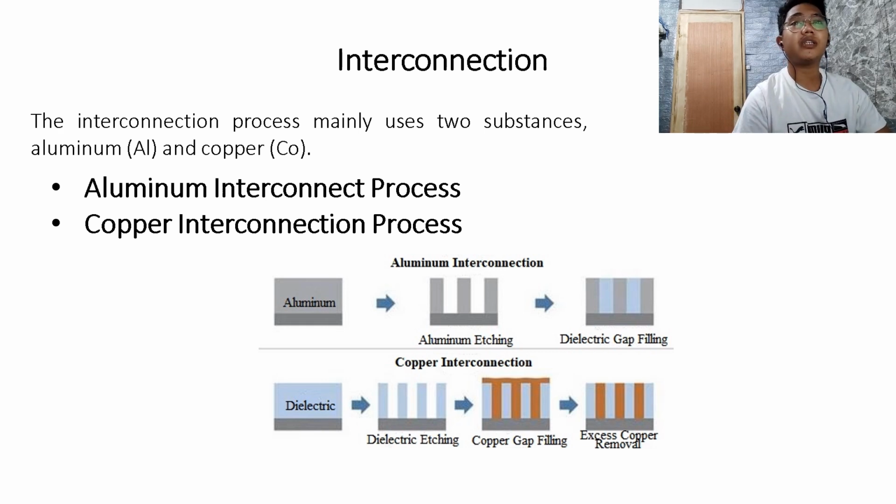With its low resistance, copper can achieve faster connection speed. What's more, copper is more reliable because it is more resistant to electromigration than aluminum, which is the movement of metal ions that occurs when current flows through the metal. So, there are instances where the aluminum interconnect process won't be enough, so we need to do the copper interconnection process. So that is all in the process of interconnection.